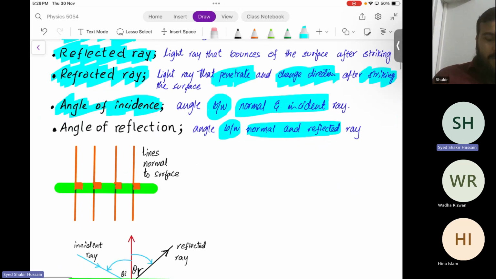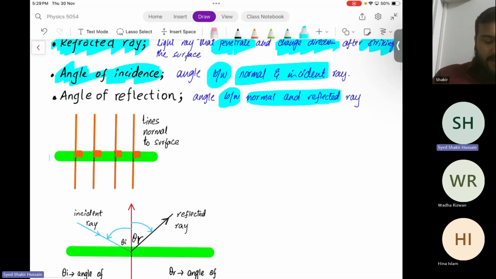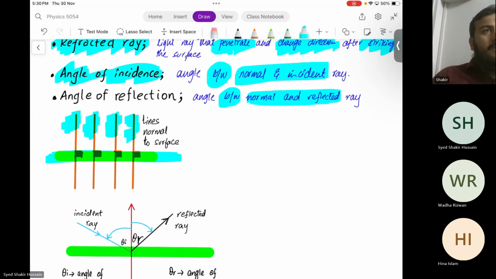Let's suppose this green is a surface, and you see ray 1, ray 2, ray 3, and ray 4 striking the surface. All these light rays, if you look at them, are perpendicular to the surface, are normal lines to the surface, right? They are normal to the surface.